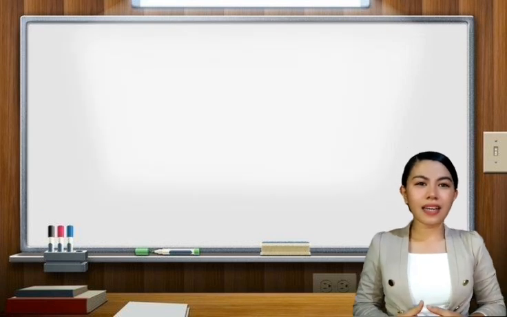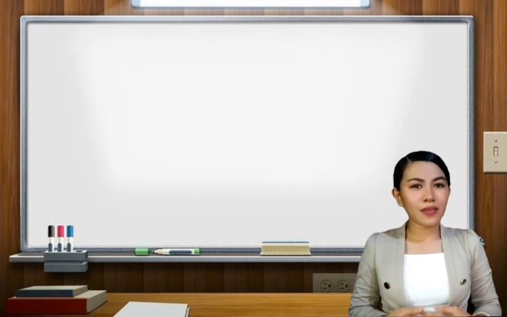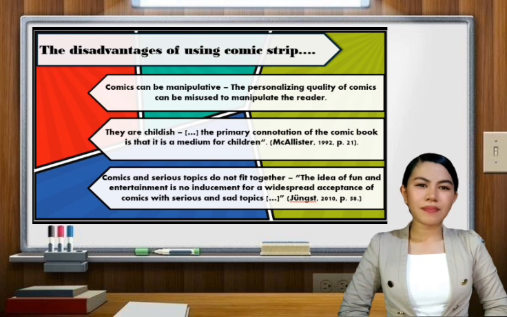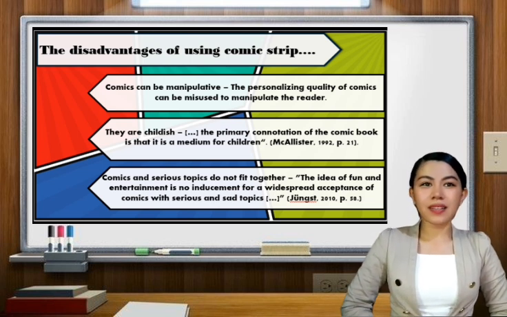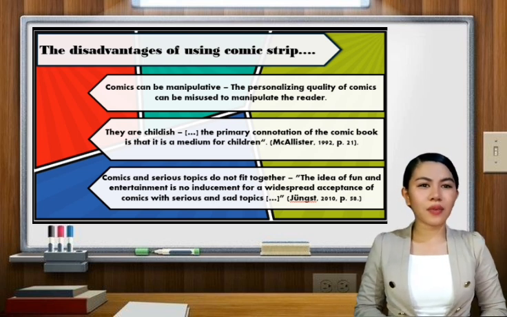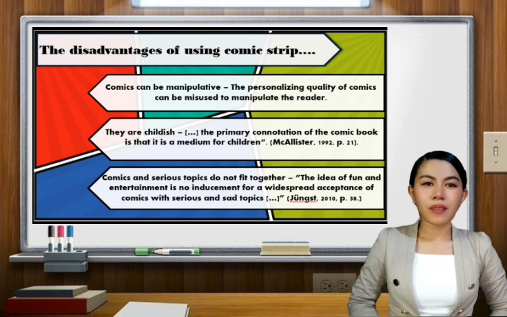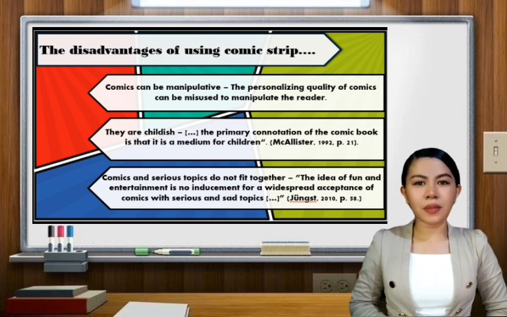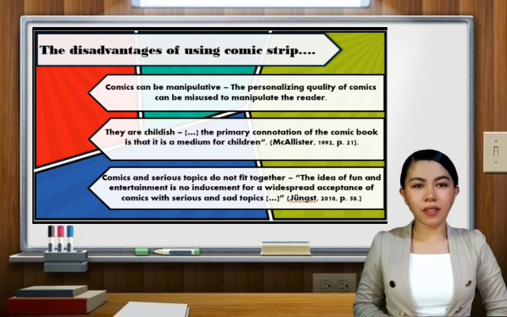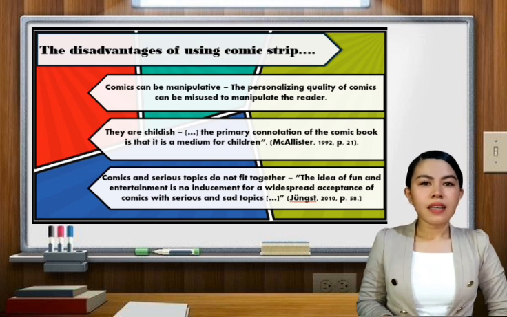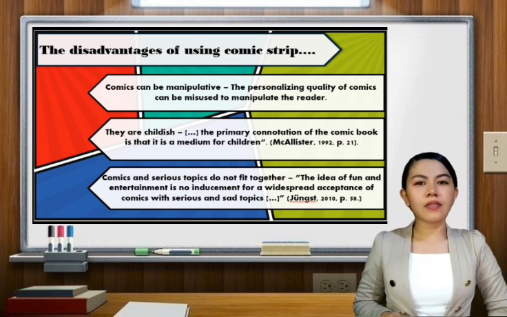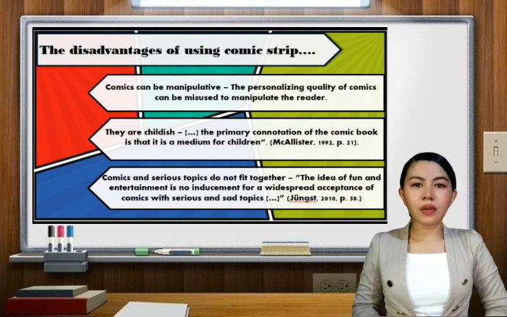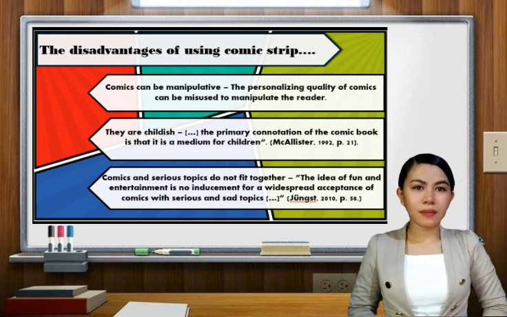After knowing the advantages of using a comic strip, now let's know what are the disadvantages of using a comic strip. First is using comic strip as an assessment tool, it can be manipulative. It means the personalizing quality of comics can be misused to manipulate the reader.